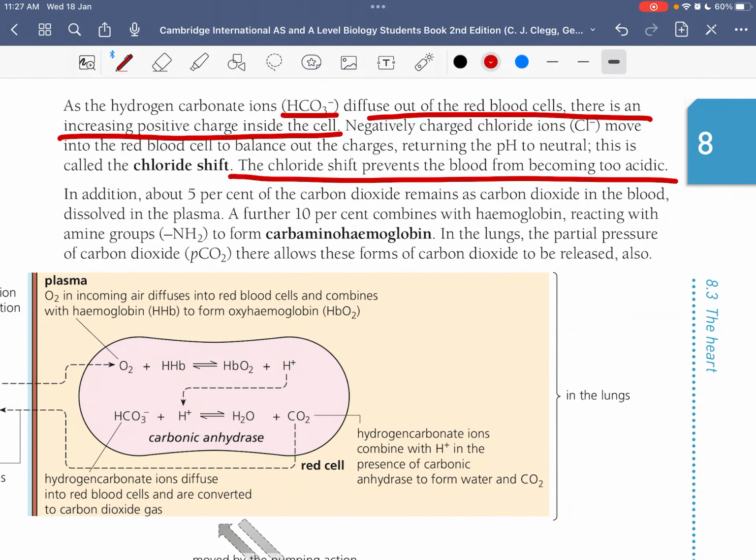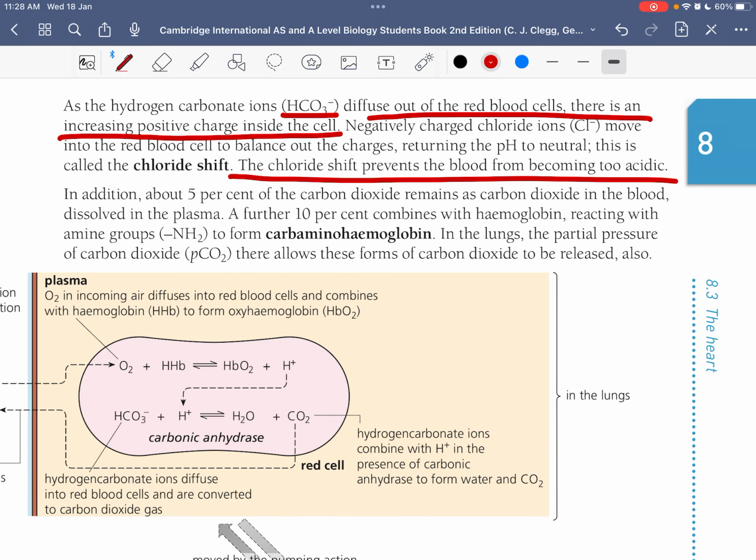It says 5% of the carbon dioxide remains as carbon dioxide in the blood, in the plasma, right? Dissolved carbon dioxide in the blood plasma. A further 10% combines with hemoglobin, reacting with the amine groups to form carbaminohemoglobin. In the lungs, the partial pressure of carbon dioxide there allows these forms of carbon dioxide to be released also.